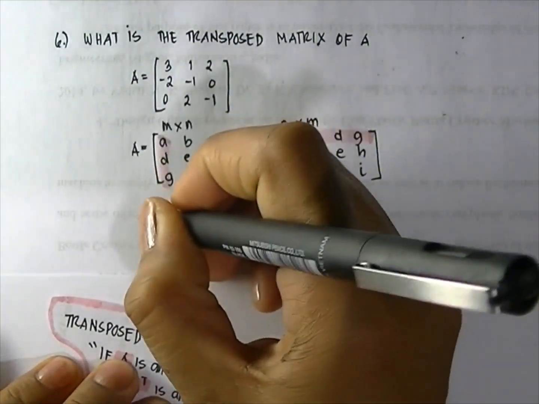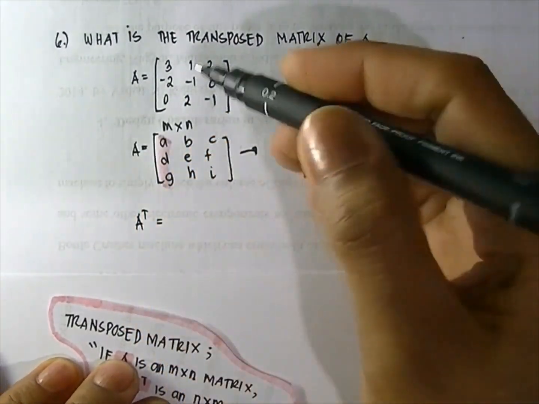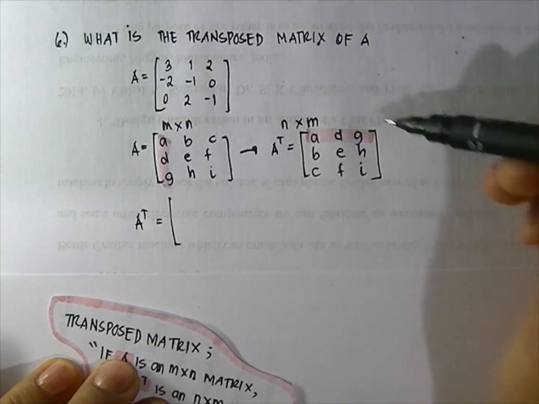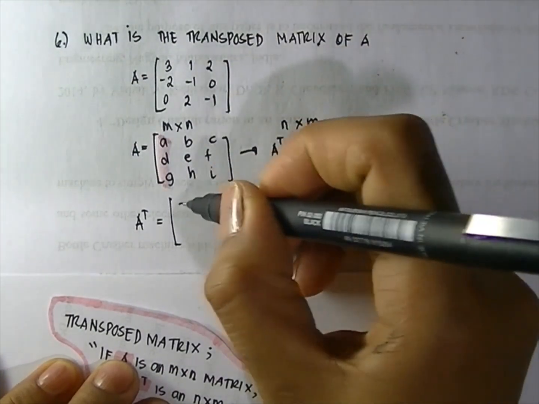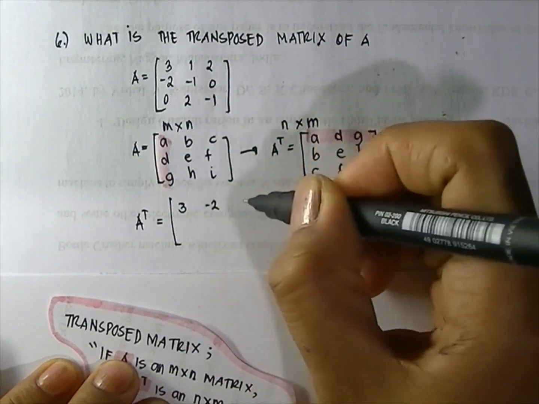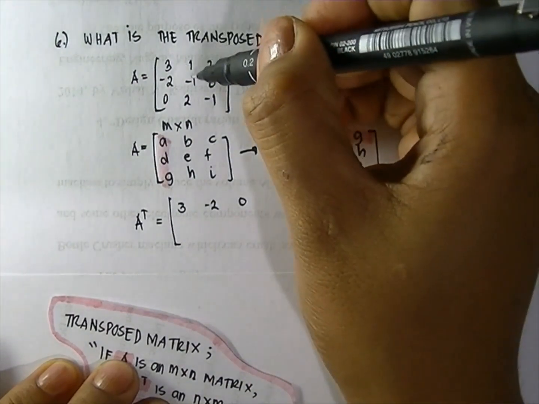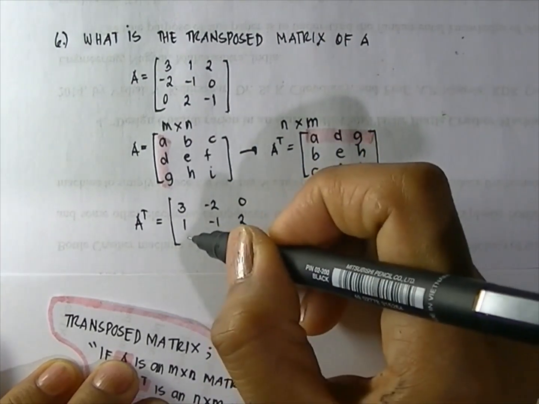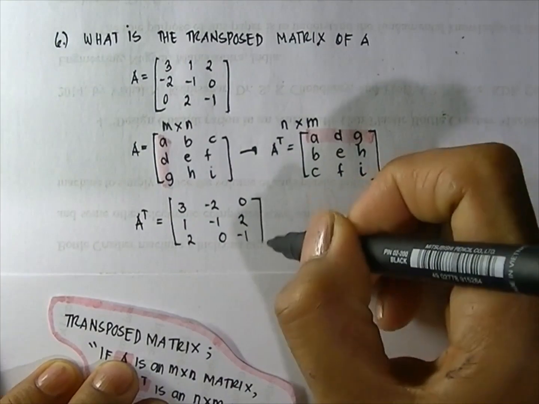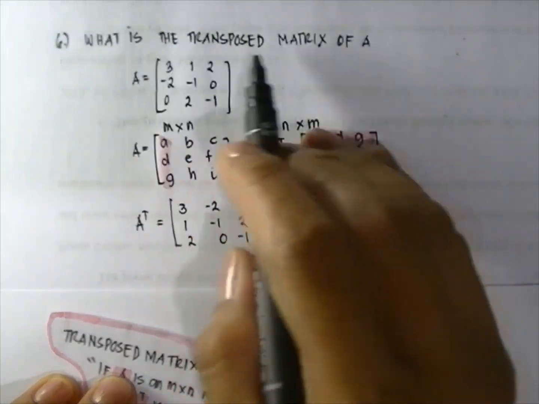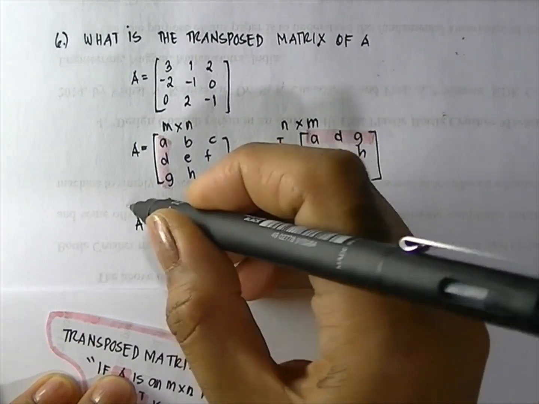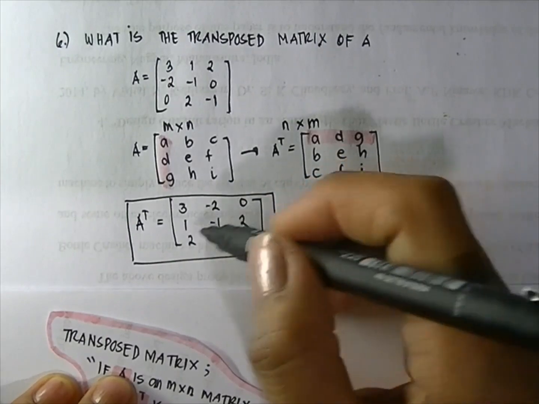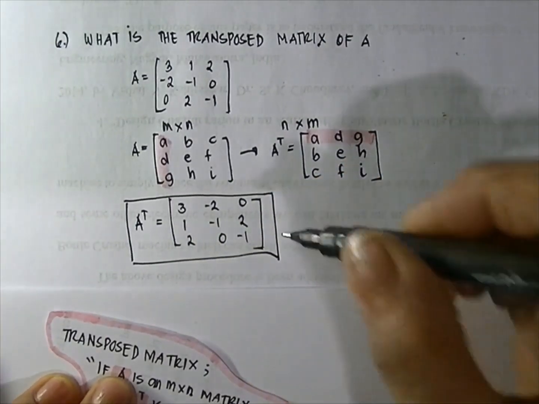So, A transpose, from A, B, C, is A, D, G. So, 3, negative 2, 0, then B, E, H: 1, negative 1, and 2, and then 2, 0, negative 1. Therefore, the transpose matrix of A is 3, negative 2, 0, 1, negative 1, 2, 2, 0, negative 1.